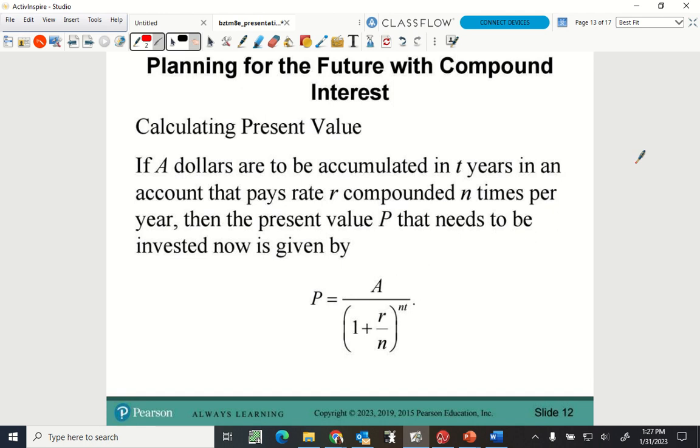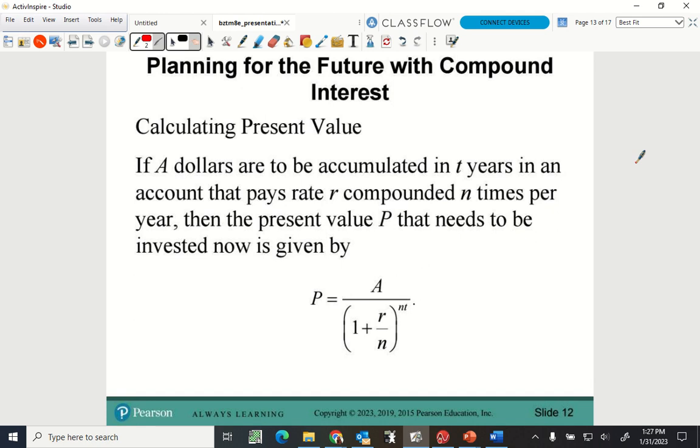So, planning for the future with compound interest, calculating present value. A is going to represent my future value, the amount of money I want later on, where P is the amount of money that I need to start off by putting in first. If A dollars are to be accumulated in T years in an account that pays rate R compounded N times per year, then the present value P that needs to be invested now is given by this formula here. Make sense?